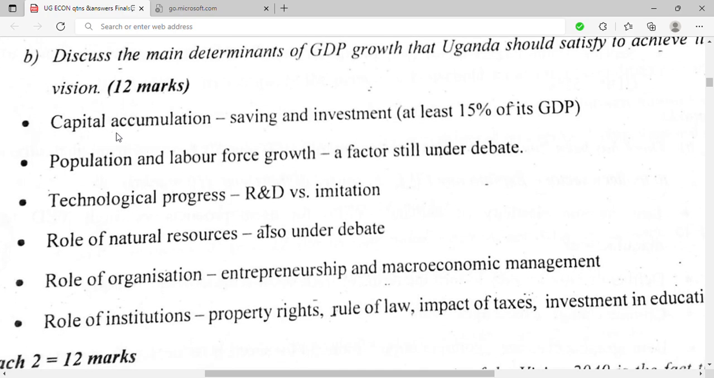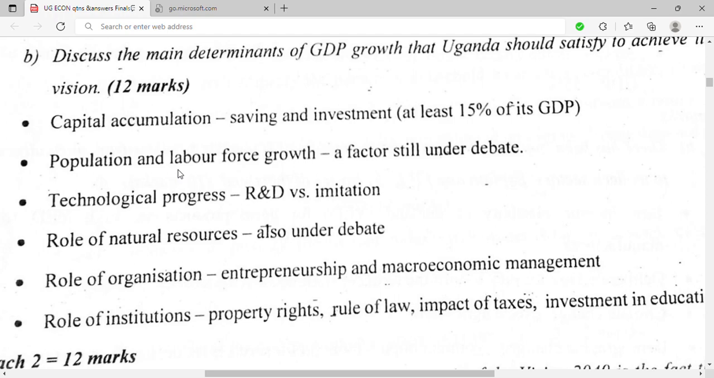The first determinant is capital accumulation, whereby we have saving and investment. Once the saving rate is high and the investment rate is high, the GDP of the country will grow. And if the consumption is also low, the GDP will grow. Then population and labor force growth. If there is a reduction in the growth of population, the economy is likely to grow, and once the labor force also grows, it will increase production in the country. And once production increases, even GDP will grow.